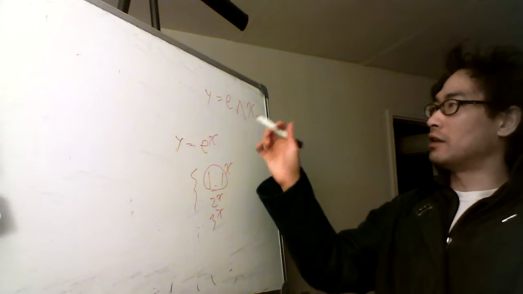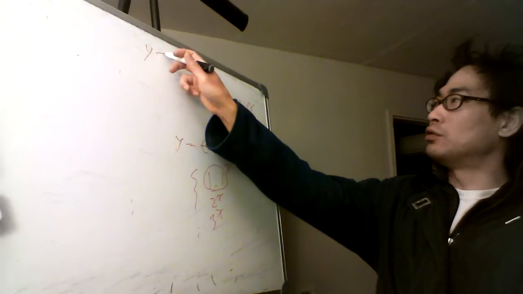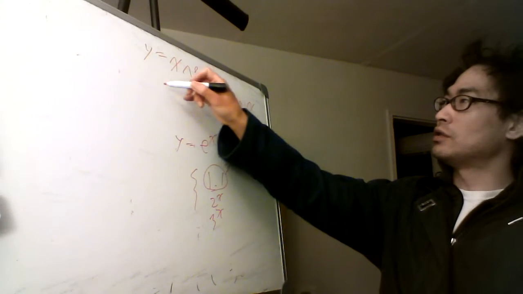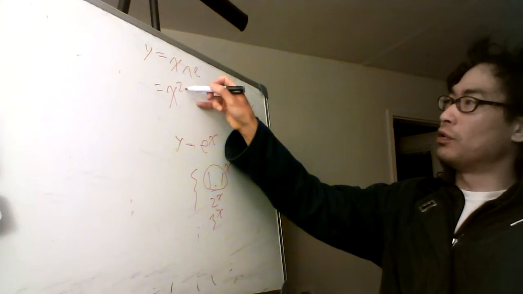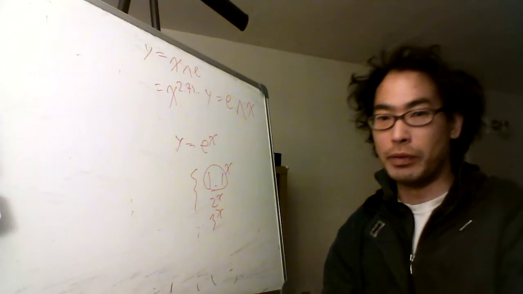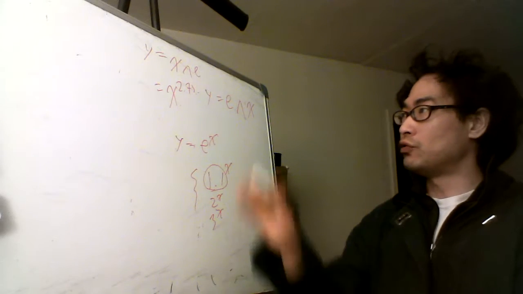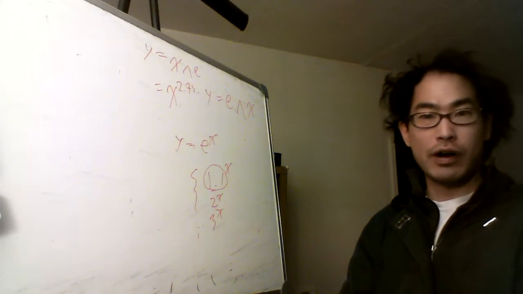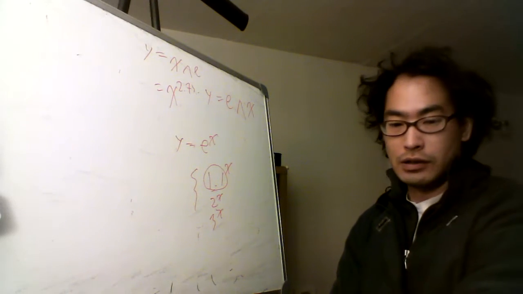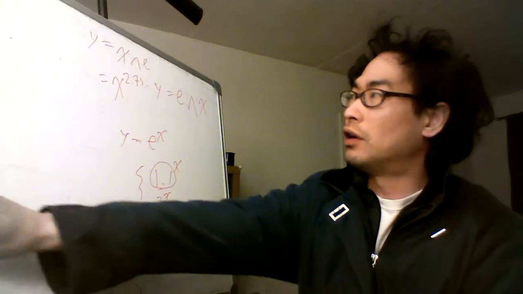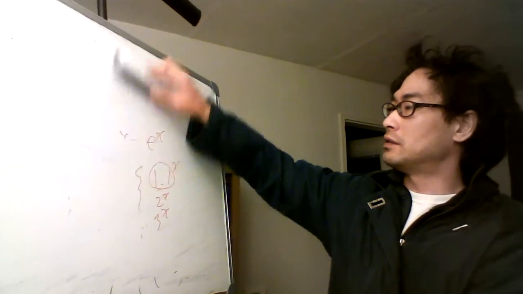If you switch that, y is equal to x to the e, which is equal to x to the 2.73 blah blah blah, right? Then it becomes a polynomial. If you switch around, then it becomes an exponential function. Okay, so as a general rule, it's like this.